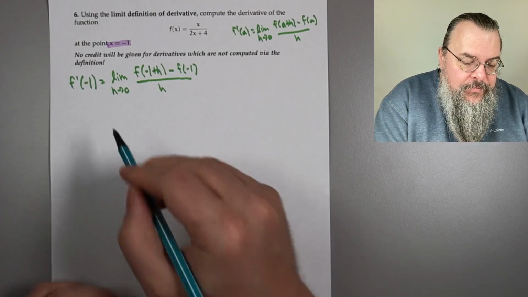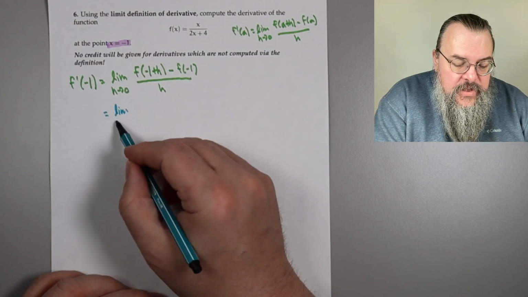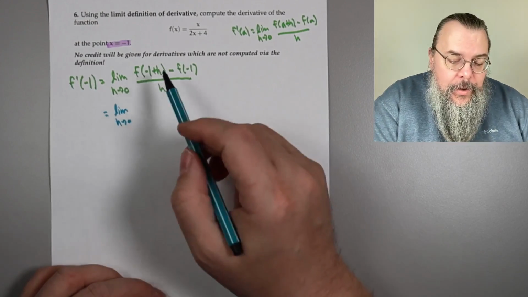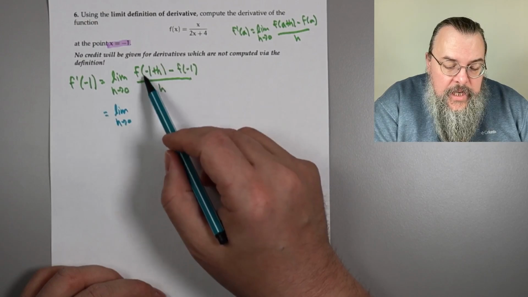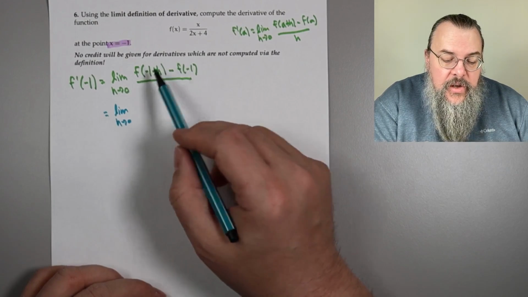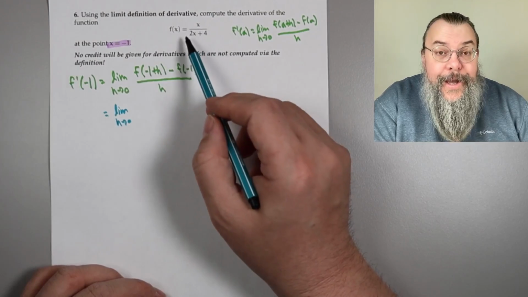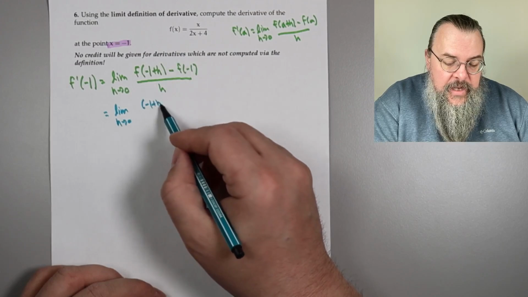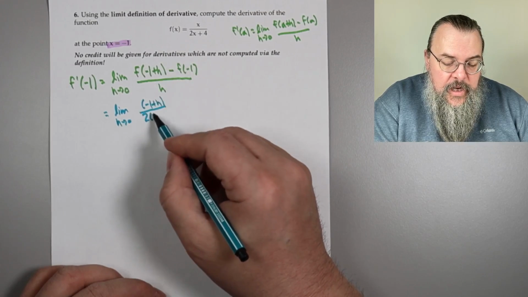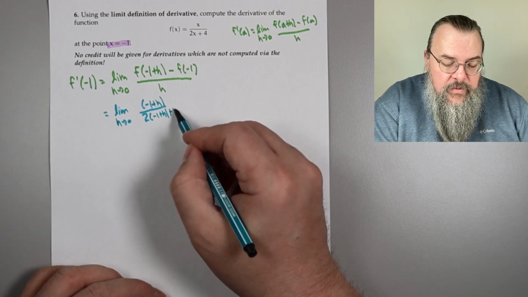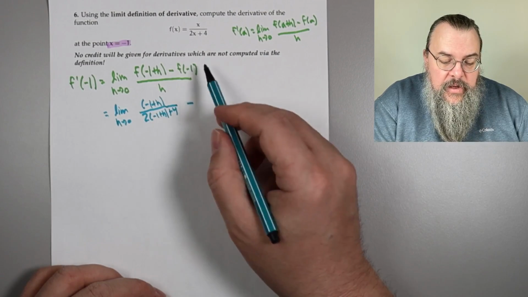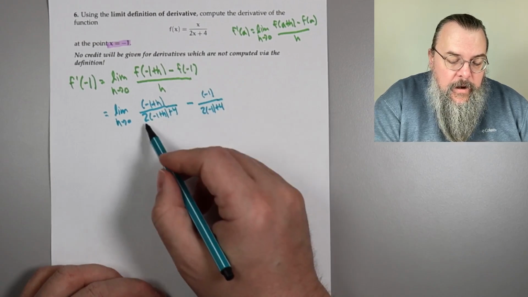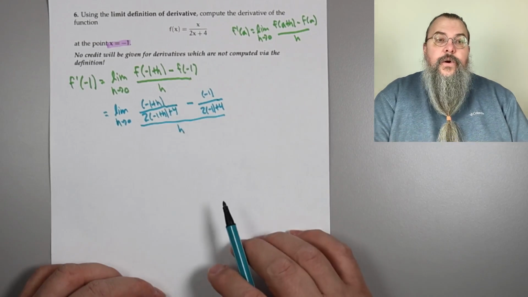Okay, equals the limit as h goes to 0. All right. Now, what comes next? Well, we plug things in. So our input is minus 1 plus h. So everywhere where we see an x, we put minus 1 plus h. So minus 1 plus h, divided by 2 times minus 1 plus h plus 4. Then minus minus 1, over 2 times minus 1 plus 4. All that over h. Whew, okay.